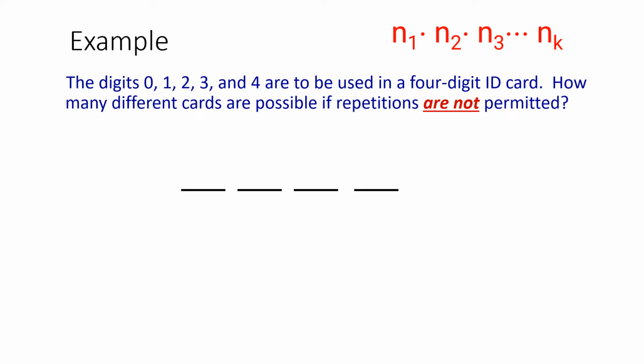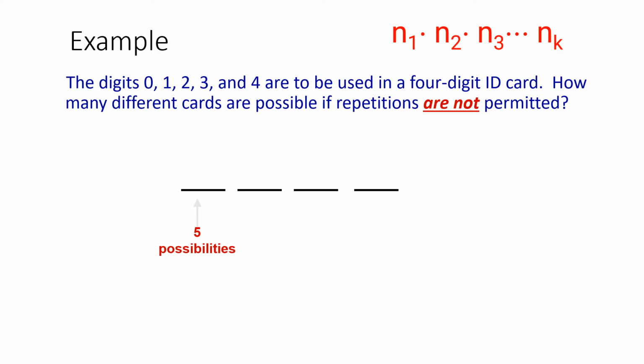We could start with 0 up through 4. So we'd say that there's 5 choices. But now when we get to the second slot, we have to keep in mind that we've already used one of the digits. So whatever we chose for that first slot is no longer a possibility for this second slot.